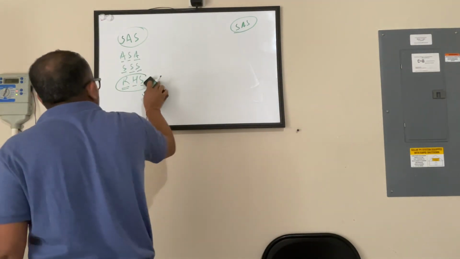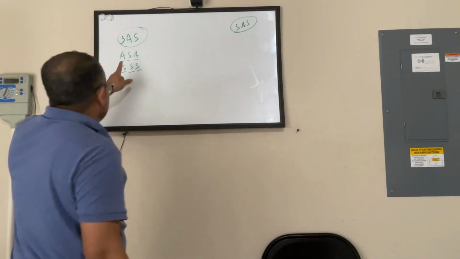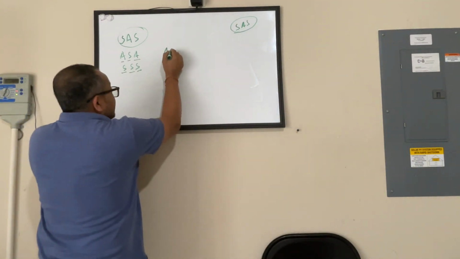Let's look at RHS. I am taking out of the situation. Now let's look at ASA.